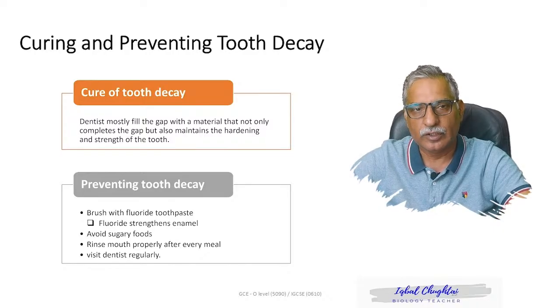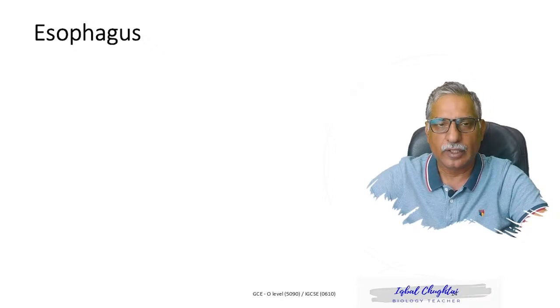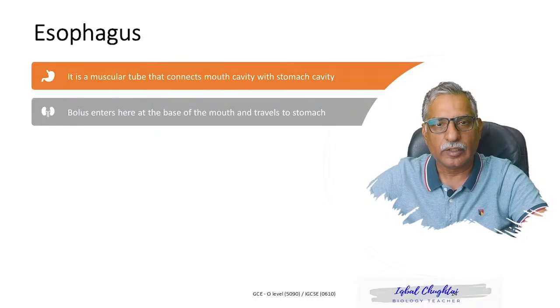So that was about the structure of the tooth and how the teeth are involved in mechanical digestion. Now we come to the esophagus. The food bolus that was made within the mouth is swallowed into the esophagus. The esophagus is a muscular tube, lying at the floor of the mouth cavity, also known as the buccal cavity. And this esophagus is responsible for transporting the bolus from the mouth to the stomach.